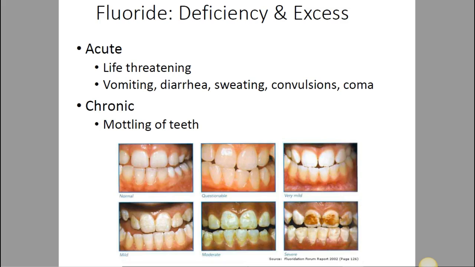Chronic excess intake of fluoride, which is usually a lower level but over time, can lead to this mottling or discoloration of teeth. And you can see, in comparison to normal teeth, how you get this mild and then more moderate and severe discoloration.